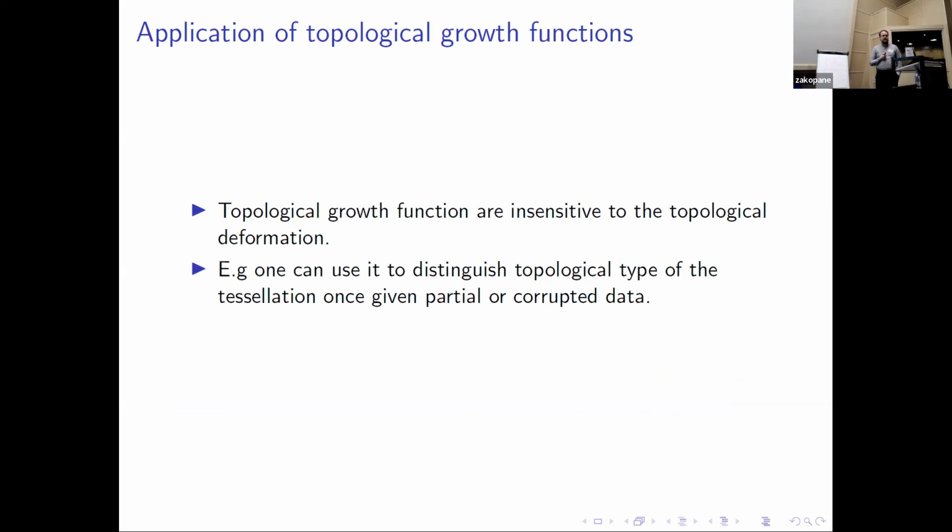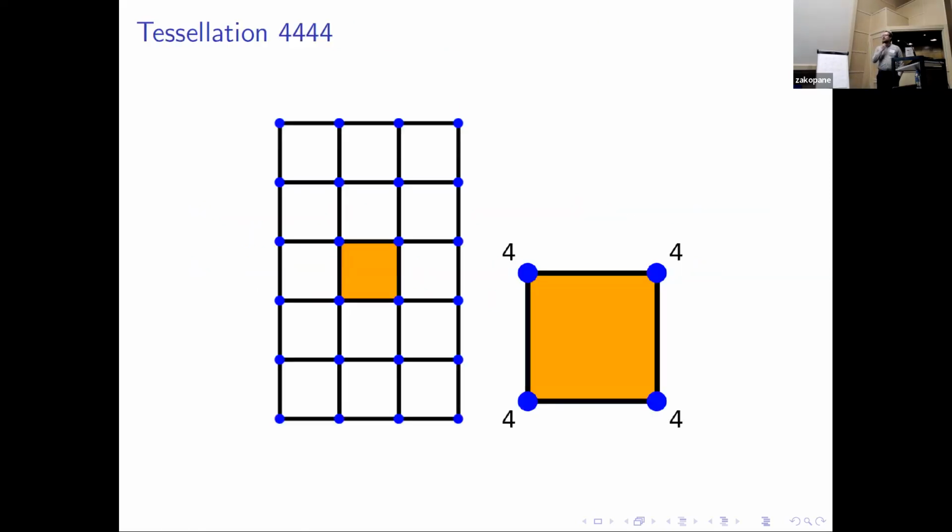Topological growth functions are insensitive to topological deformations, and they can be used, for example, to distinguish the topological type of tessellations given partial or corrupted data. Before I move on to a small experiment that we made, I'll introduce two tessellations.